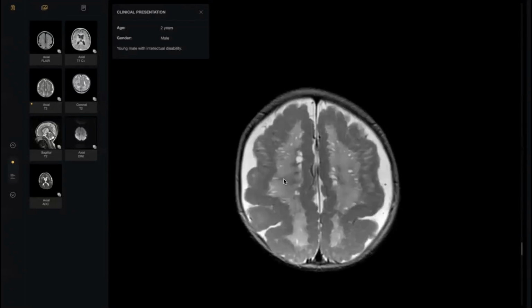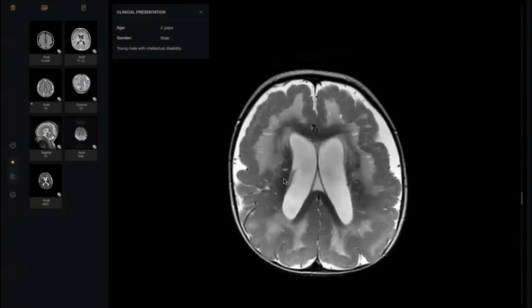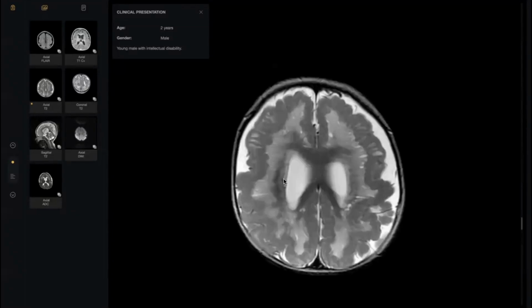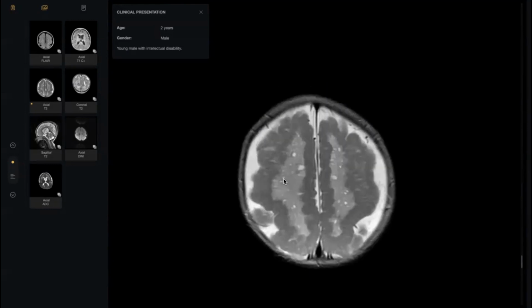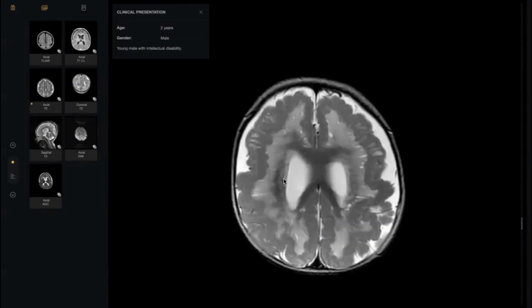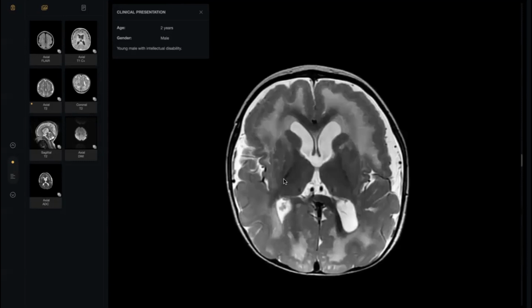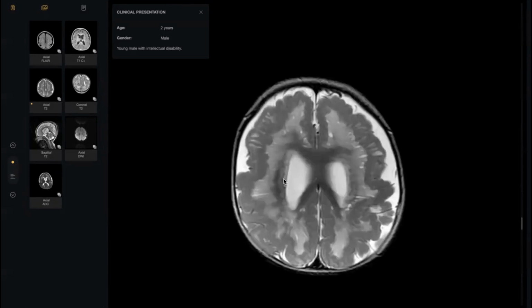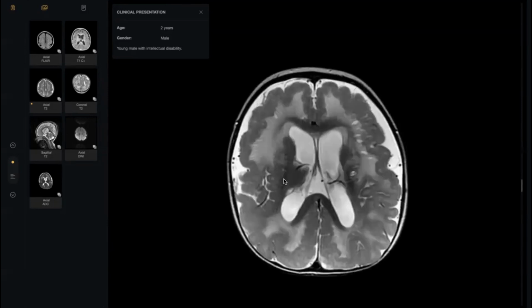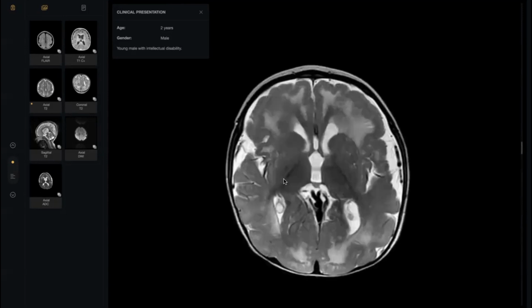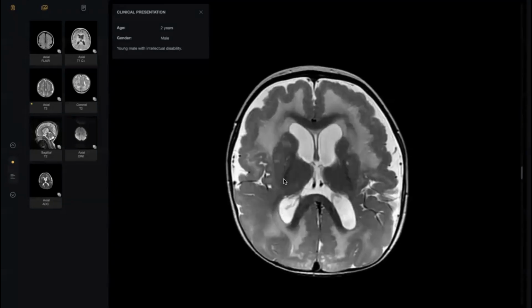These cystic changes or spaces are very characteristic of one of them. Sir, then the third one would be metachromatic leukodystrophy, but they have a tigroid appearance basically.